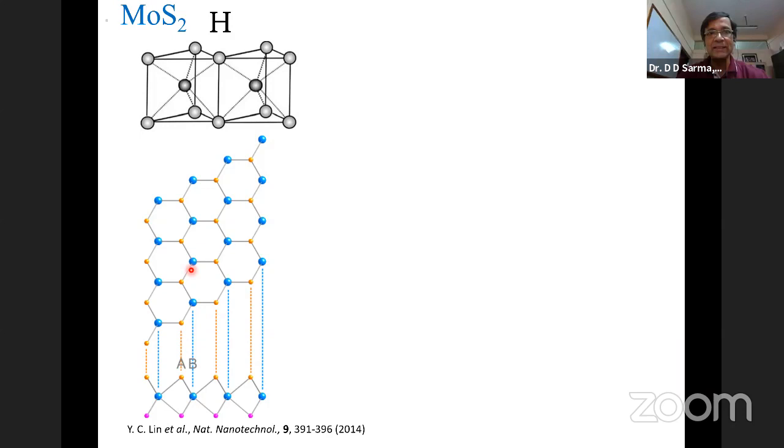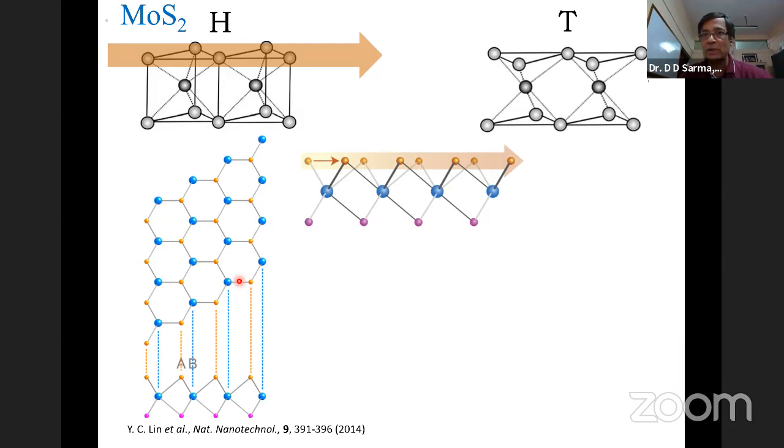But now imagine that I'm going to shift, translate this top sulfur layer, only the top sulfur layer, drag it along such that this sulfur comes and sits here. What will that do? This sulfur will get dragged here, this sulfur will get dragged here. But there is one sulfur below that will stay here, one sulfur below that will stay here, one sulfur below here, stay here. And the top layer will come here, here, here, such that now I'll see all the sulfurs.